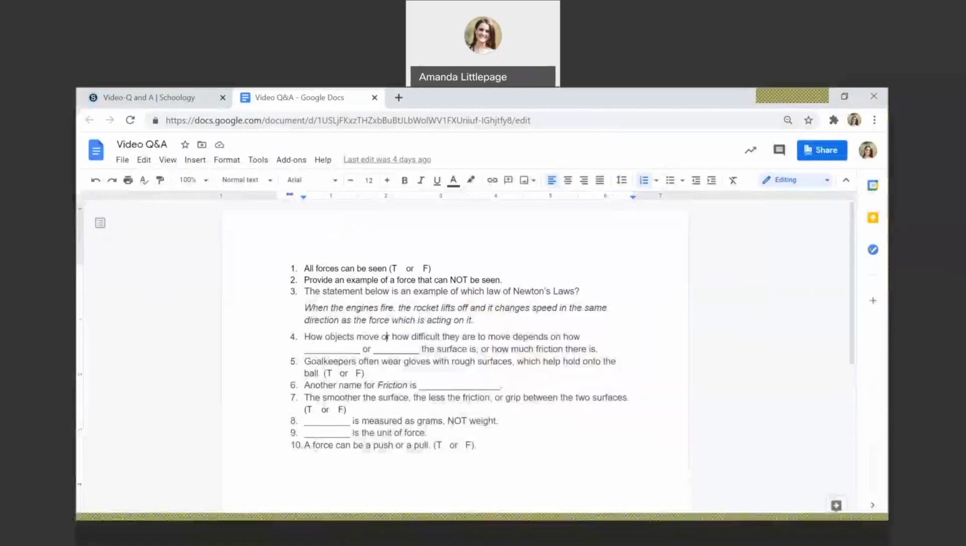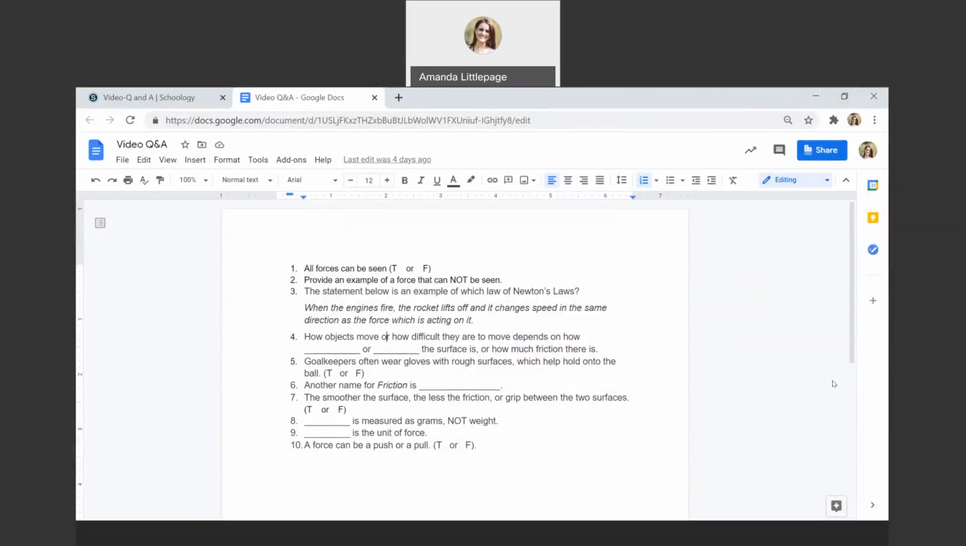So for your video question and answers, let me change my settings so you guys can see a little bit more clearly here. First, all forces can be seen. Well, that is false. Some examples for number 2: gravity, friction, magnetism.